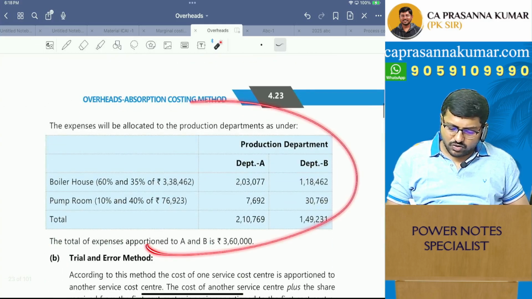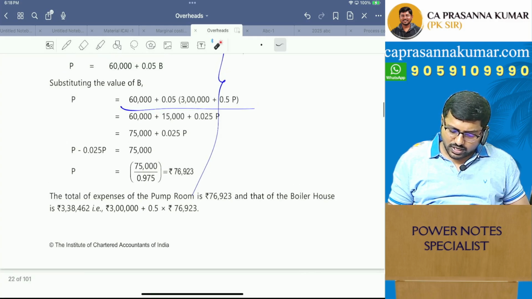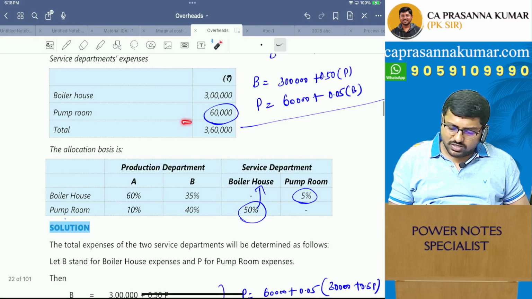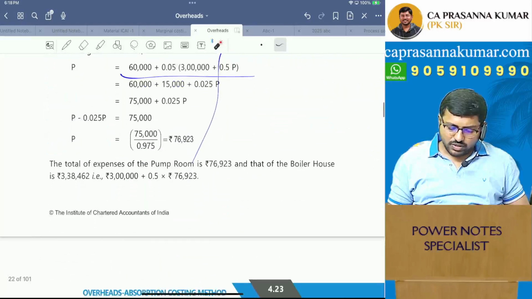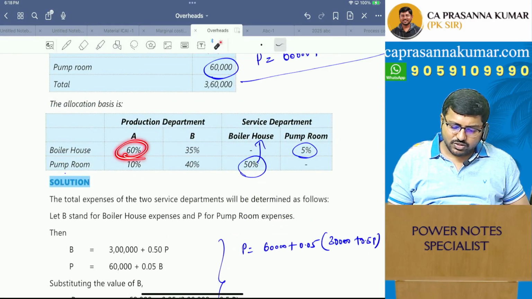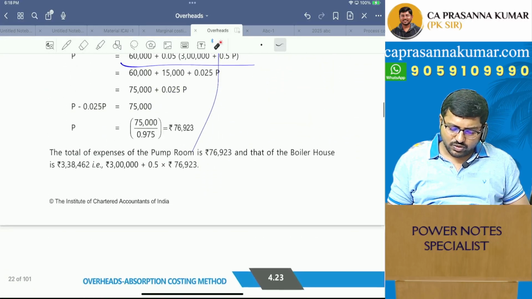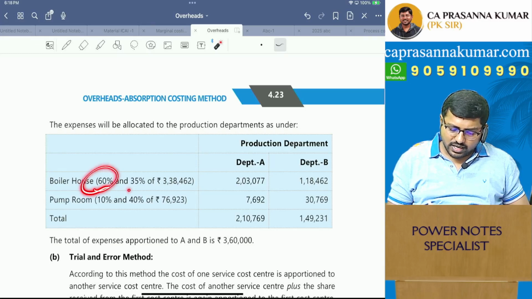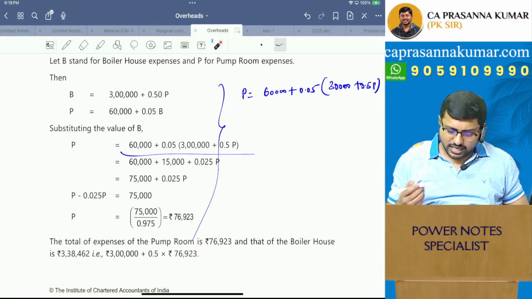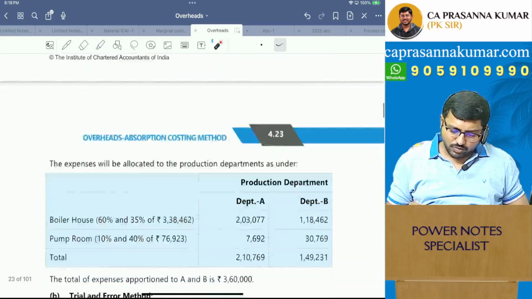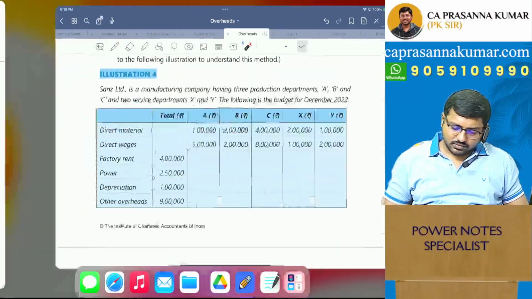That's it. After that, normal secondary apportionment you will do, because now you know what is the expenditure of boiler house. Okay, pump room is 76,923 and not 60,000, and boiler house is 3,38,462 and not 3 lakhs. Now you know the expenses. Now you know the apportionment. Boiler house gives 60% to A and 35% to B. You take the boiler house expenses, which is 3,38,462. In that, 60% will go to A and 35% will go to B. Simple. And then you take pump room expenses, which is 76,923, into 10% will go to A, 40% will go to B. That's all. You got your answer. Easy peasy. Done.